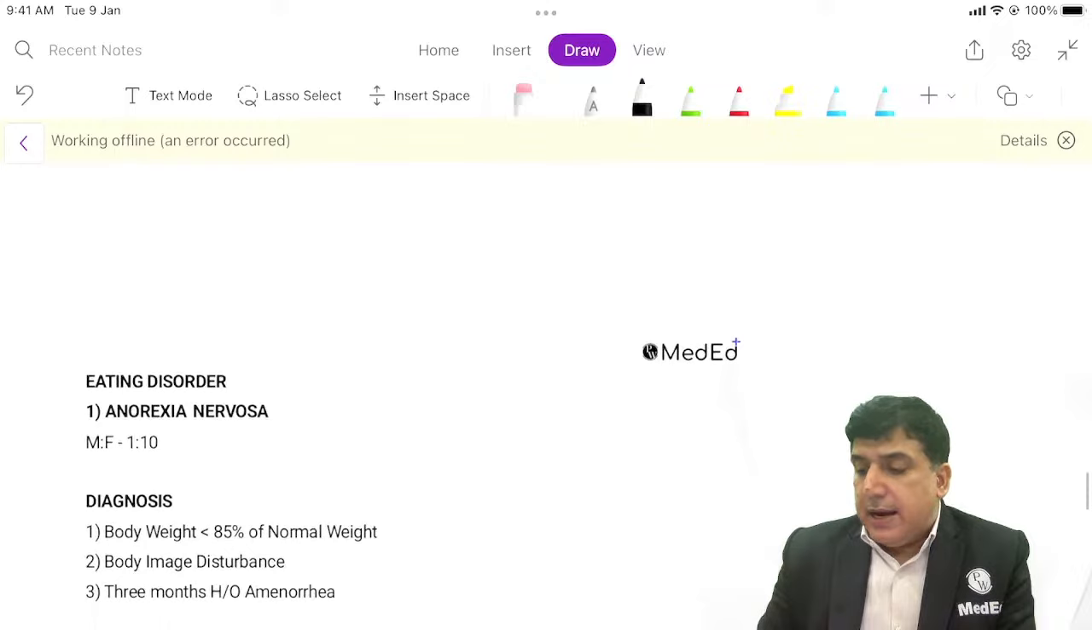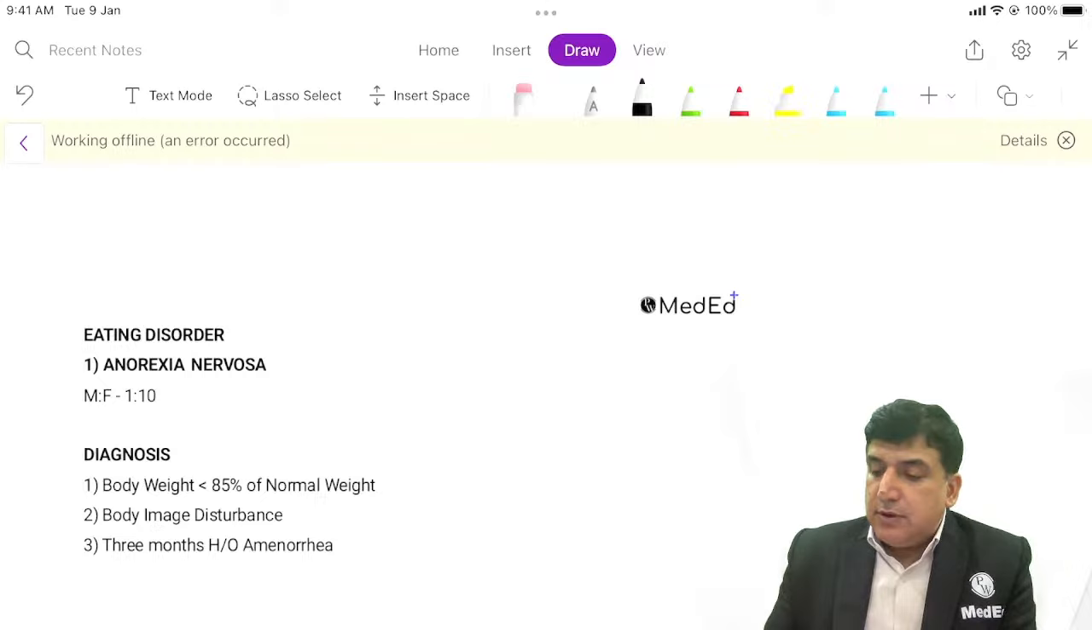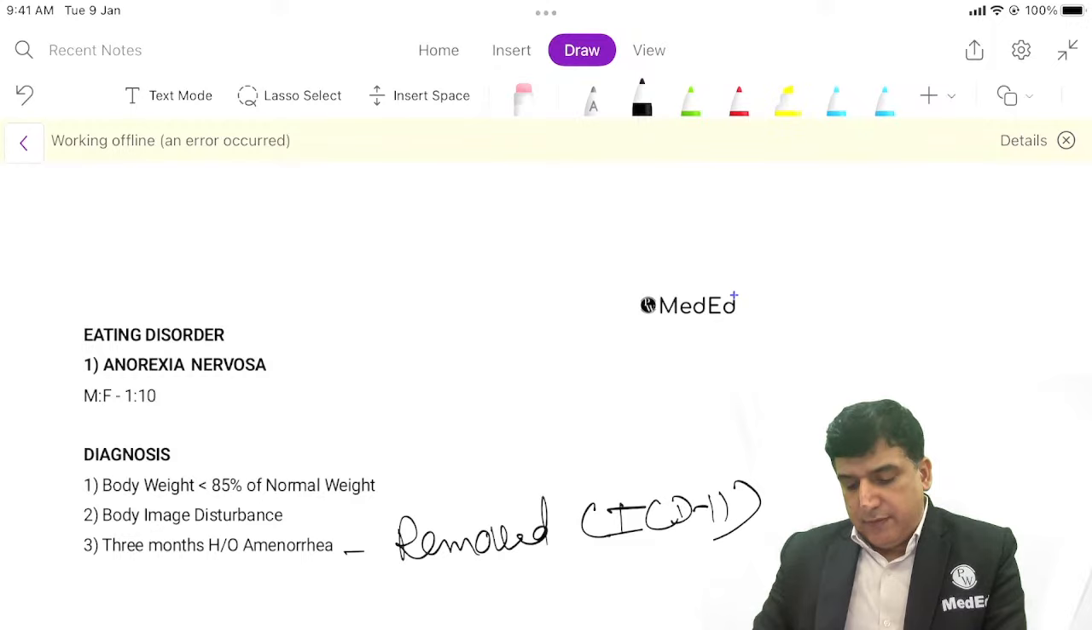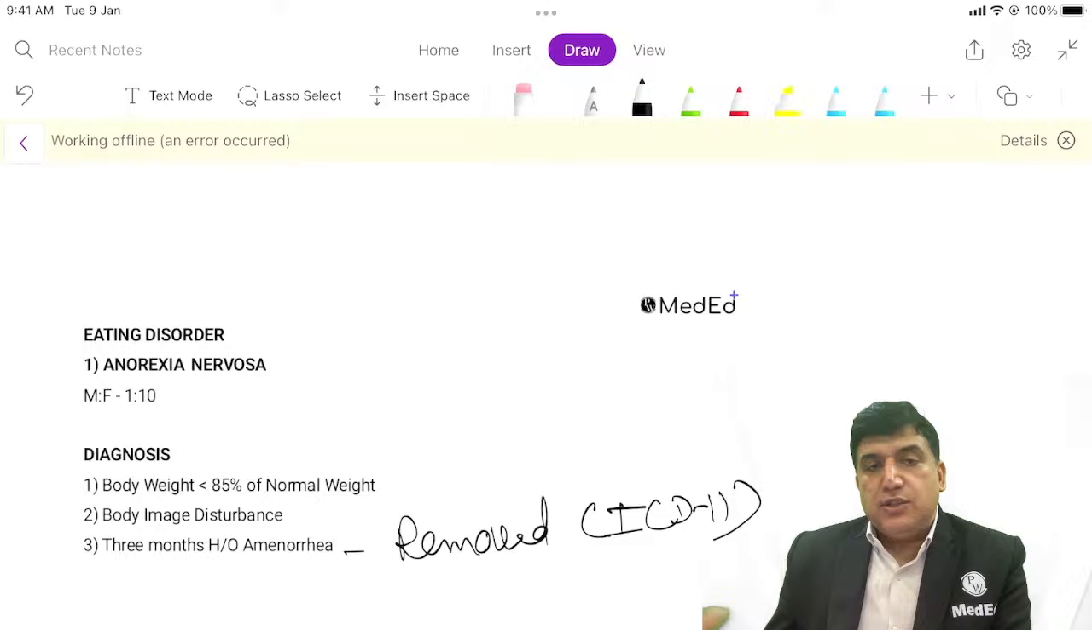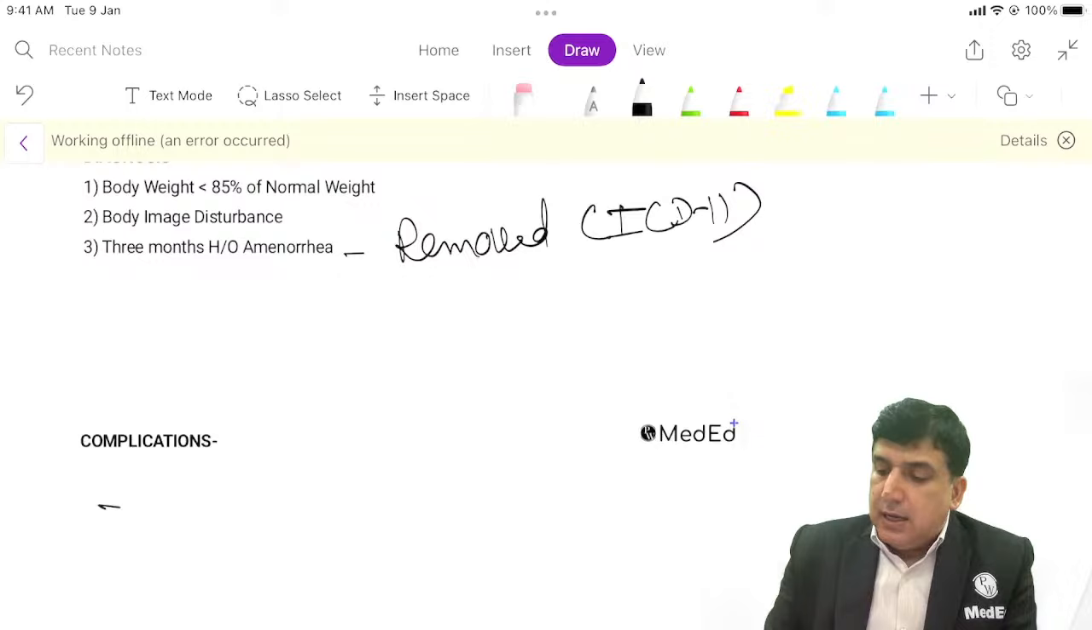Eating disorder. They ask anorexia nervosa, male to female ratio is 1:10. The diagnosis we usually make: body weight less than 85% of normal weight, body image disturbance, 3 months history of amenorrhea. This criterion has been removed in DSM-5 and ICD-11, the 3 months history of amenorrhea. Apart from that, they don't eat, they avoid carbohydrates, they avoid fatty food, they do vigorous exercise, gymming, running, swimming.